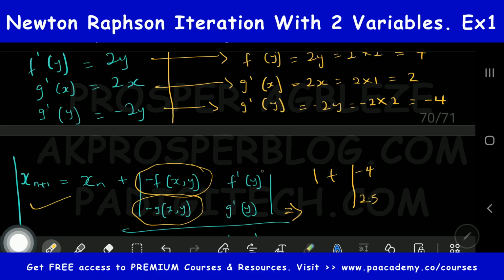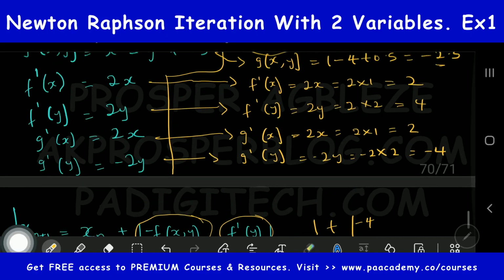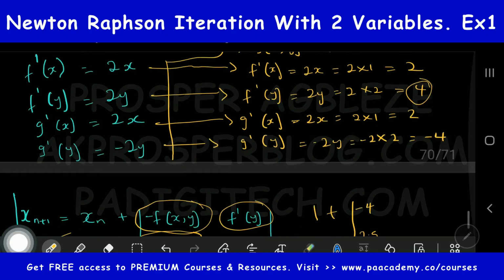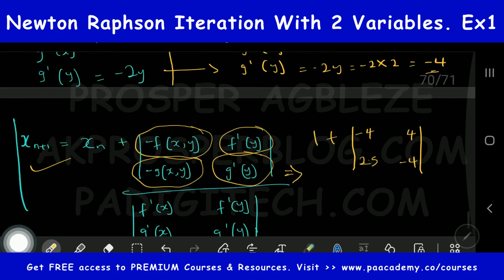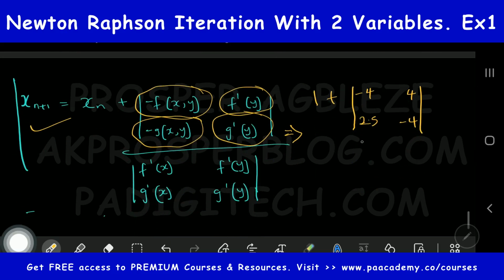On the other side we have f prime of y, which is right here. We have it to be 4, so it's just going to be 4 over here. Then we have g prime of y, which we have as minus 4, so it's going to be minus 4. So we've done the numerator.